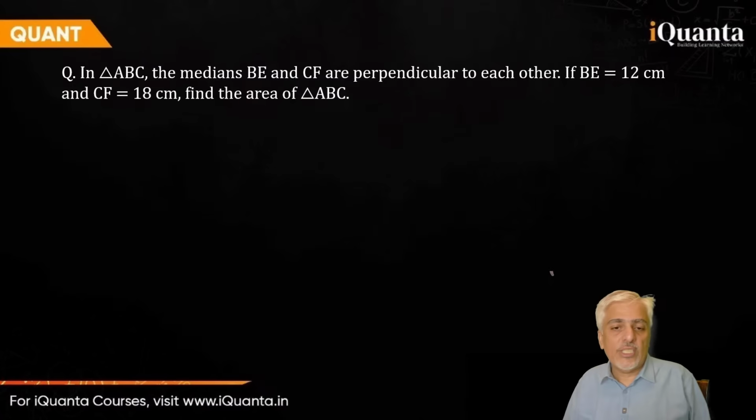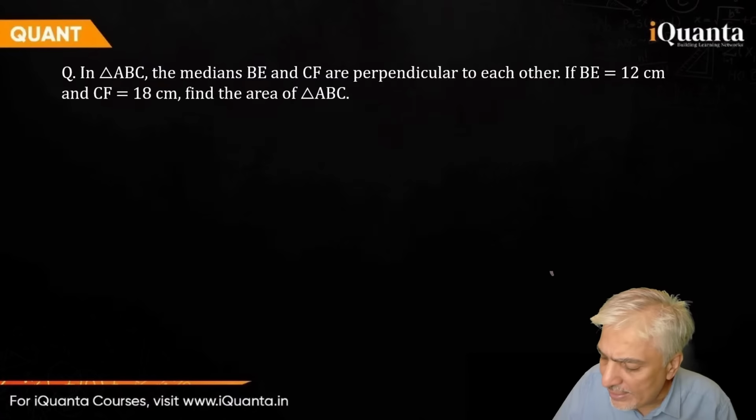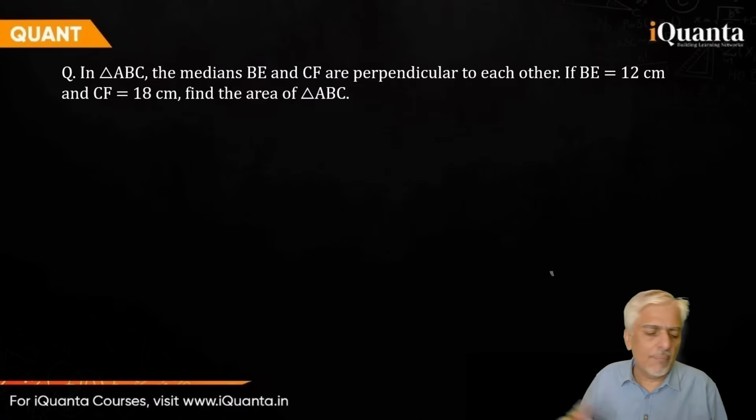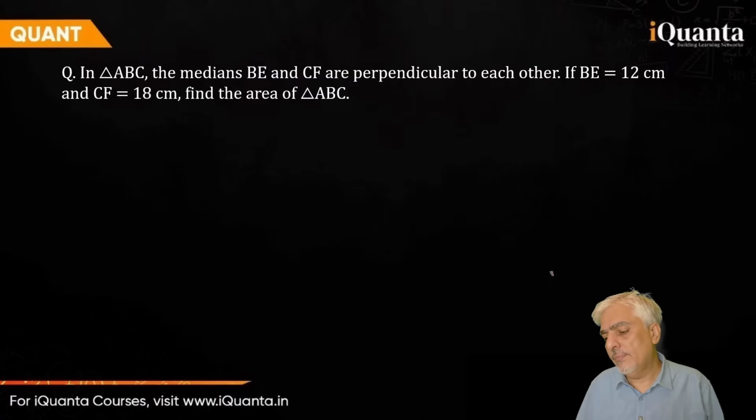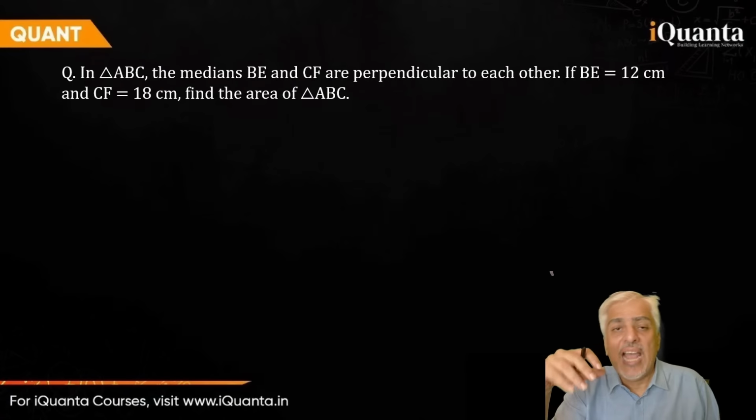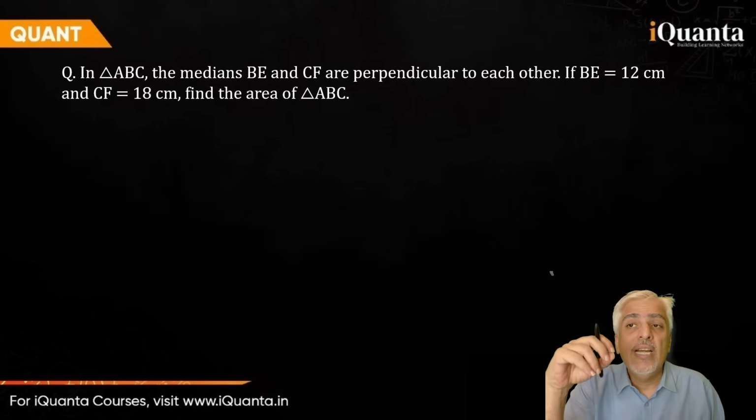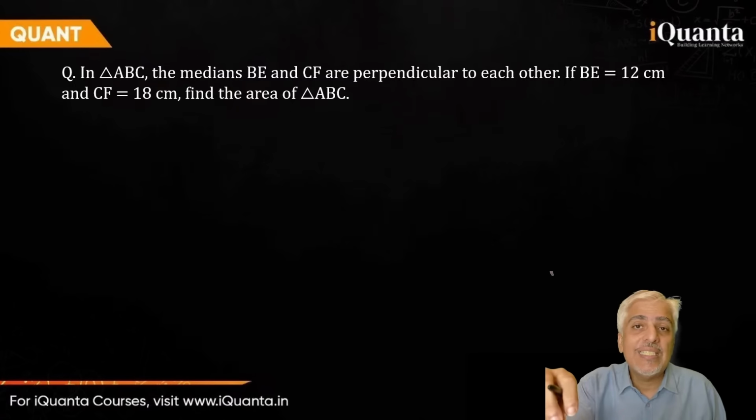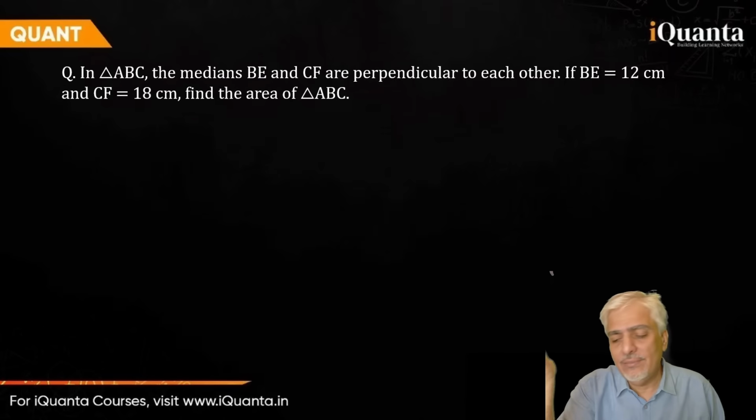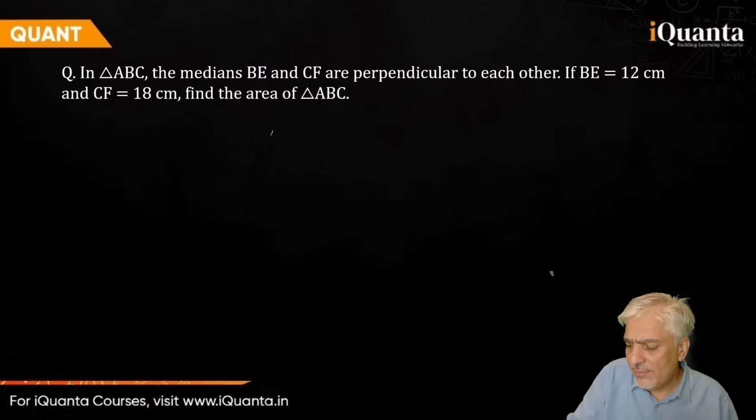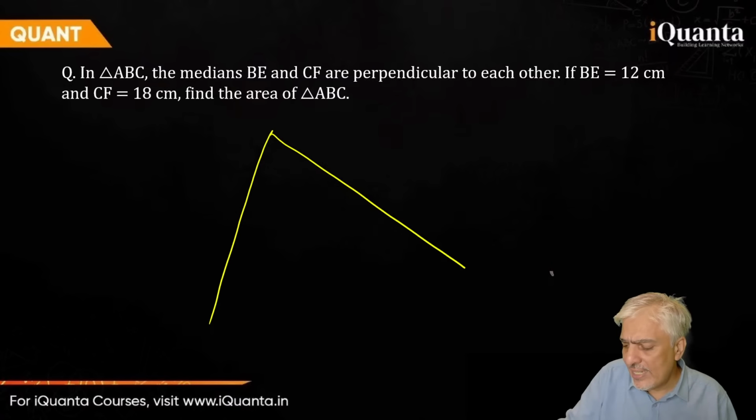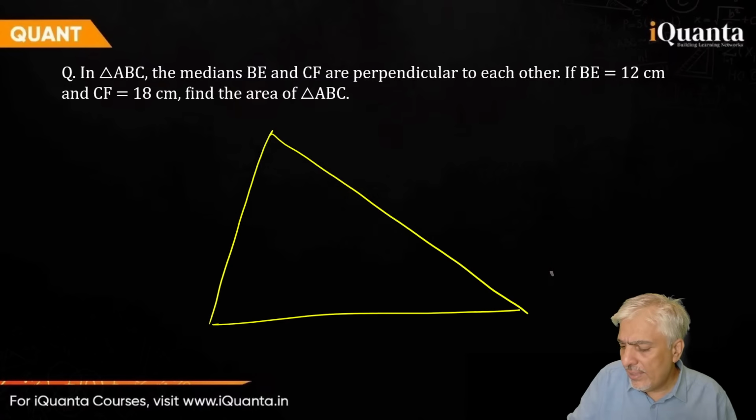Next question. This is the question I was talking about. This has come in CAT. Maybe I've just changed the numbers a little bit. Medians are perpendicular. Now, normally, people struggle. When I saw this question for the first time, I saw so many students struggling to make the diagram right. Why do you want to make the diagram right? I want to understand the concept, right? I just said, let's just make the diagram whatever way it comes to my mind.